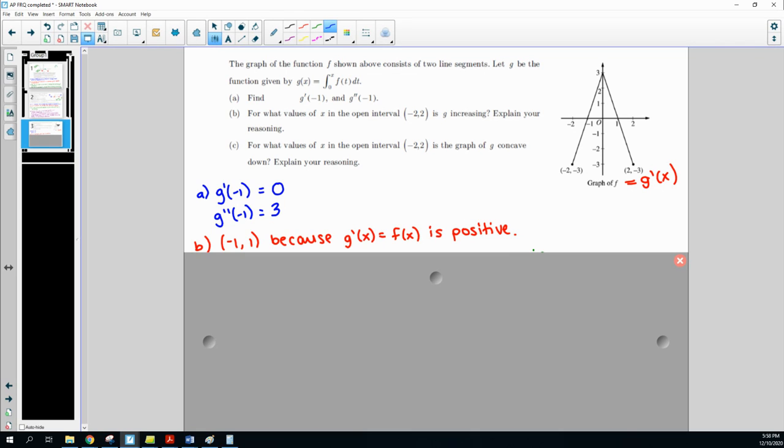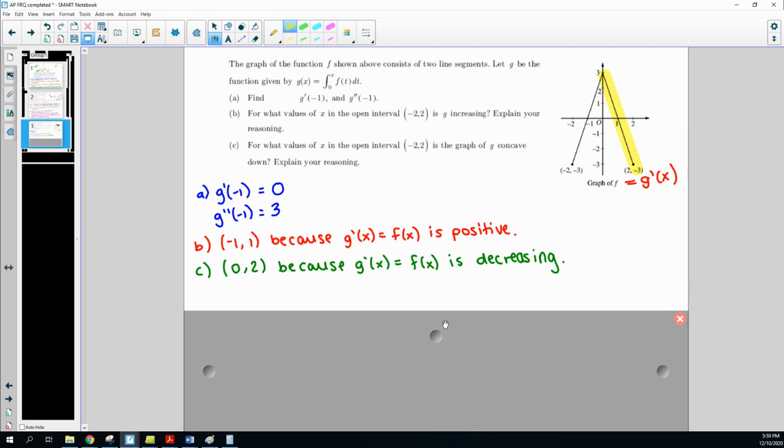And then for part C, for what values of x in the open interval -2 to 2 is the graph of g concave down. So we're looking at the derivative graph. So if I want to deal with concavity, that's the second derivative. So I'm going to look to see where the derivative of the derivative is going to be negative because it's concave down. So I can see that it is negative slope. Oops, there. So we have from 0 to 2 because g prime of x, which is the same thing as f of x, is decreasing, right? The slope of that is negative.